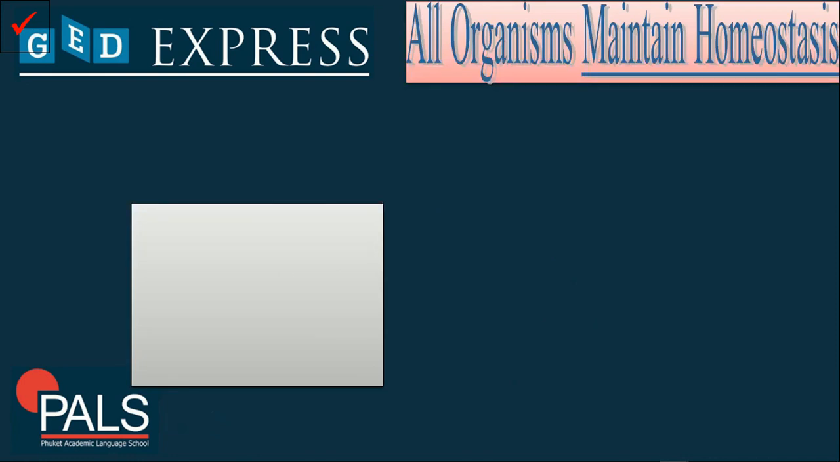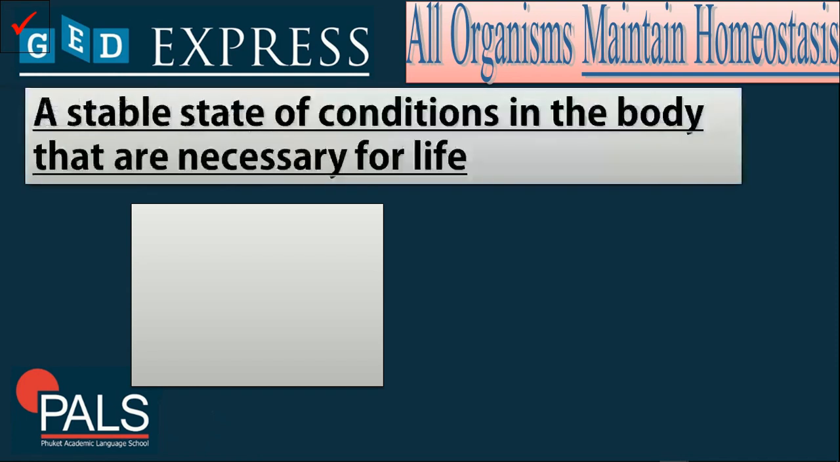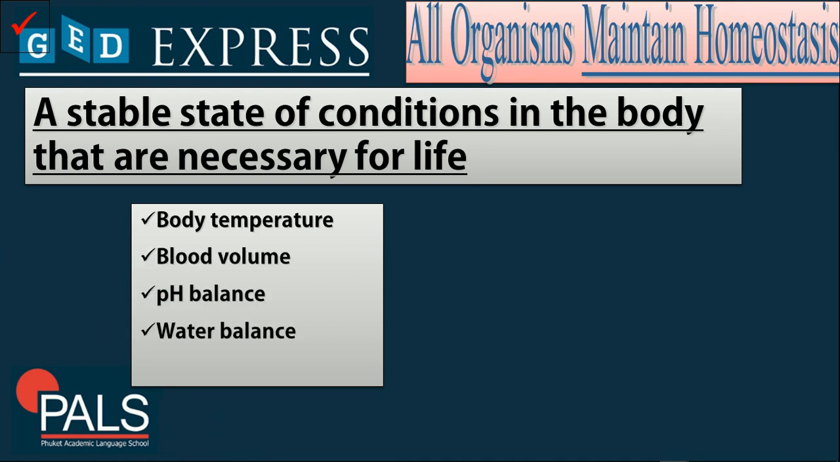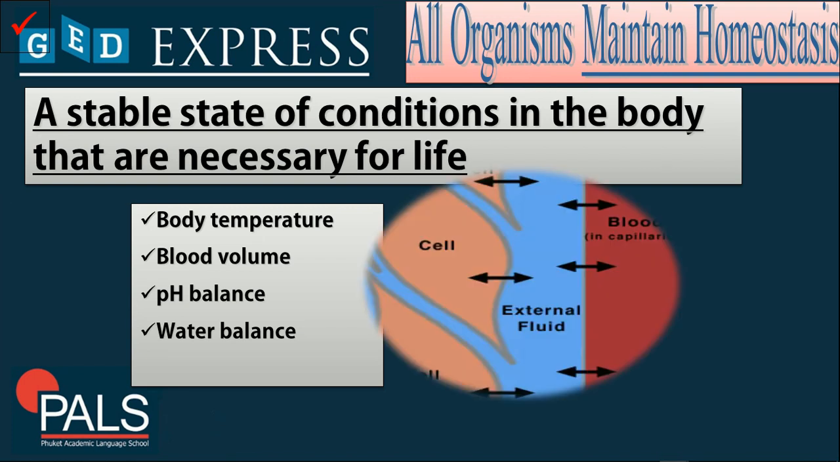The next characteristic is that all organisms maintain homeostasis. That means there is an internal balance, and an organism can react to a specific stimulus. It could be because of body temperature, blood volume, pH balance, water balance, and those kinds. And these stable conditions in the body are necessary for life functions.